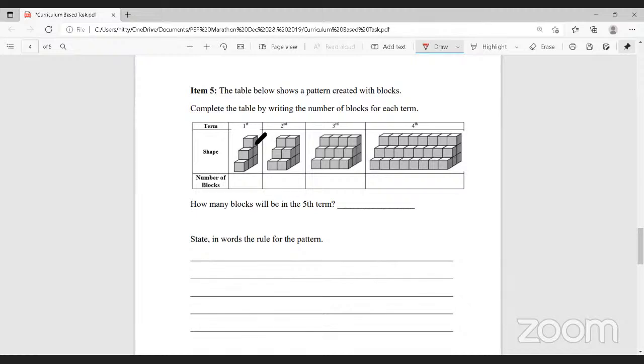So let us look. I'm going to count these cubes. 1, 2, 3, 4, 5, 6. So yes, there are 6 blocks in the first term. Yeah, you're correct. Very good. Let's go to the second term. How many blocks in the second term? How many blocks do we have in the second term?